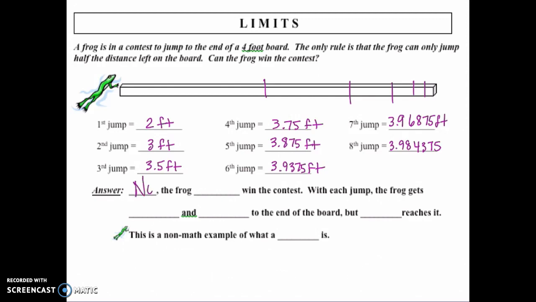no. The frog can't win the contest. With each jump, the frog gets closer and closer to his goal, right, which is the end of the board, but he never reaches it. So this is a non-math example of what a limit is, okay? We talk about approaching a value, getting as close to that value as we possibly can, but not reaching that value. That is a limit.